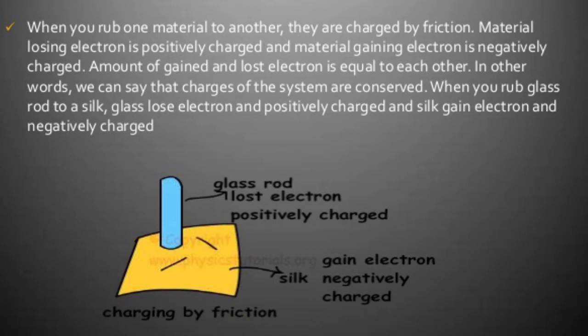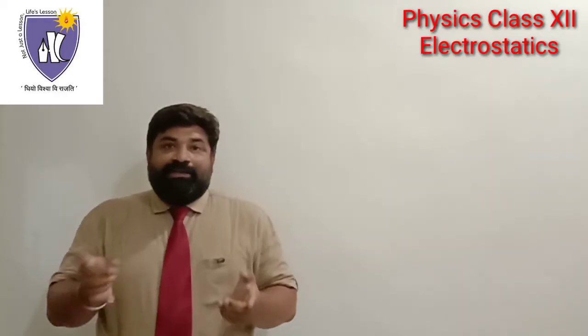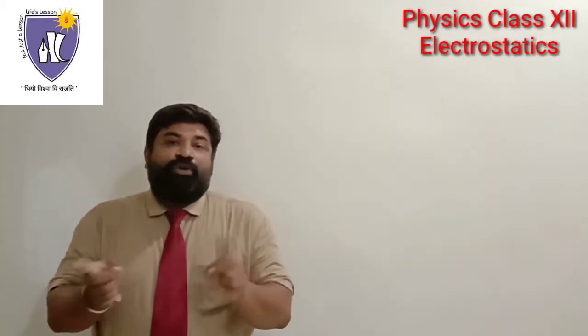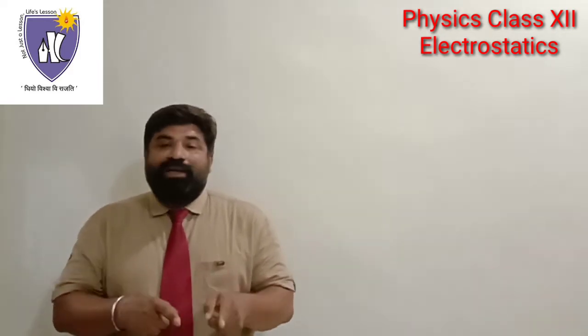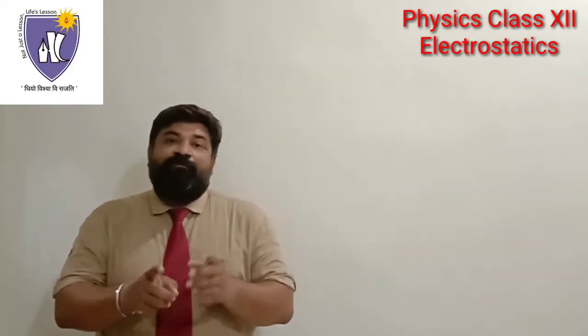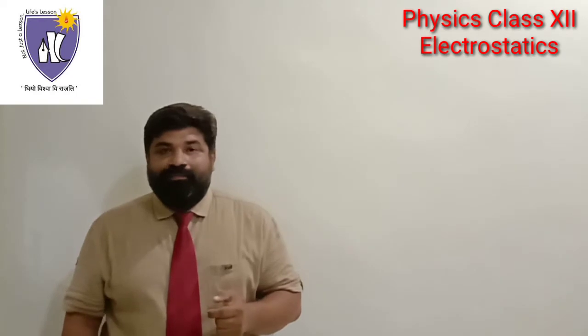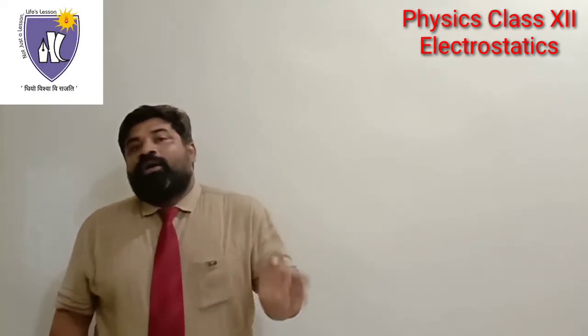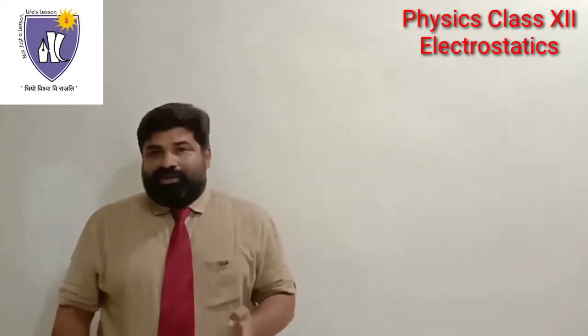100% it will get a negative charge. Why? Because the charges will be transferred from the glass rod to the silk cloth. That means by friction, that is by rubbing two things, if the two bodies are in physical contact with one another, and one body is rubbed over the other body, then we can say that the two bodies will be charged.